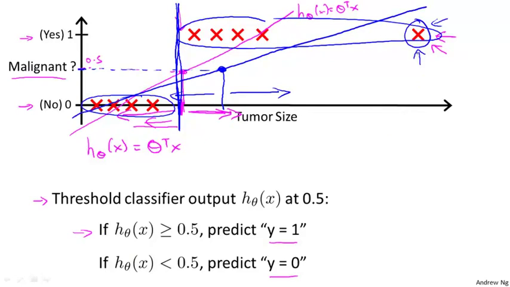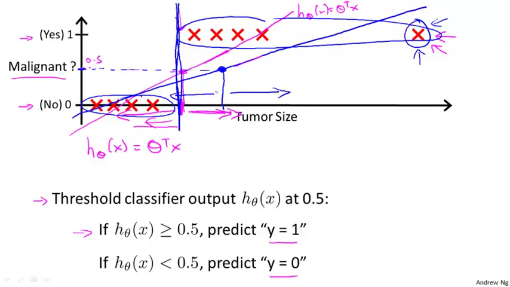But somehow adding that example out there caused linear regression to change its straight line fit to the data from this magenta line out here to this blue line over here, and caused it to give us a worse hypothesis. So applying linear regression to a classification problem usually isn't, or often isn't, a great idea.